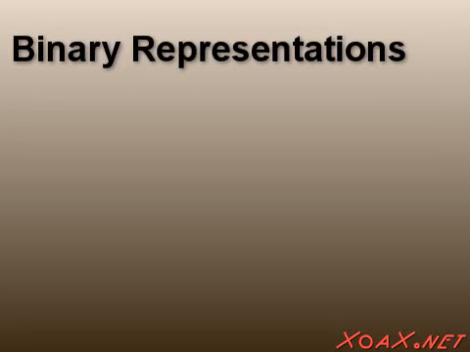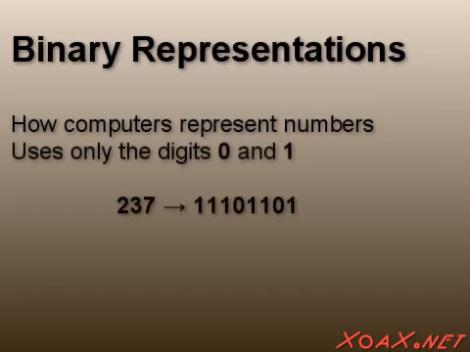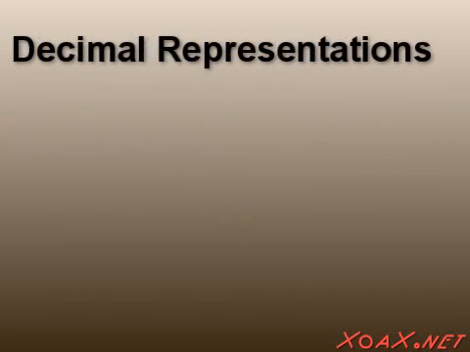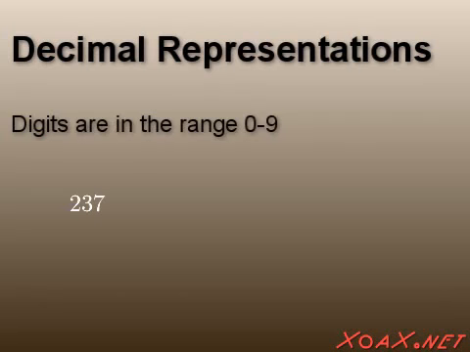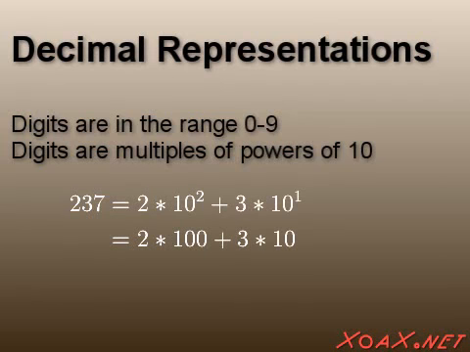Before we explain the bitwise shift operators, it is necessary to understand binary number representations. Binary is the method used by computers to represent numbers, using only zeros and ones. For example, an ordinary decimal representation of a number like 237 has digits that are in the range 0 to 9 and are multiplied by powers of 10. The number 237 is 2 times 10 to the 2, or 100, plus 3 times 10 to the 1, or 10, plus 7 times 10 to the 0, or 1.